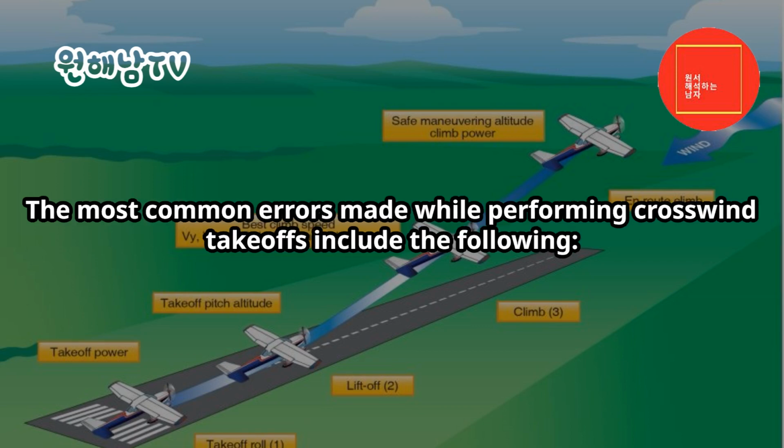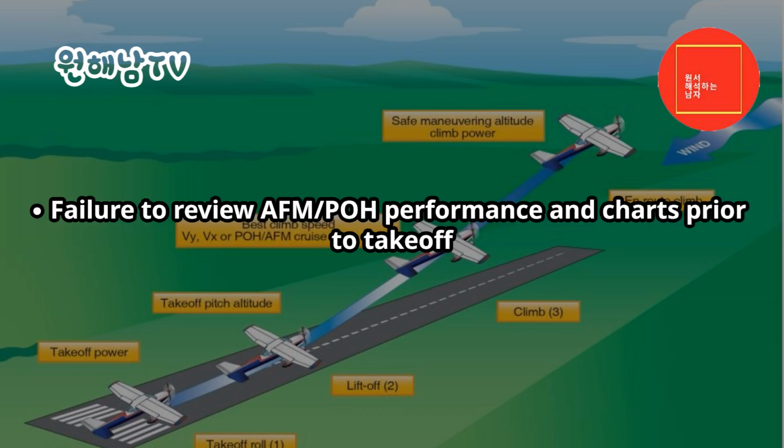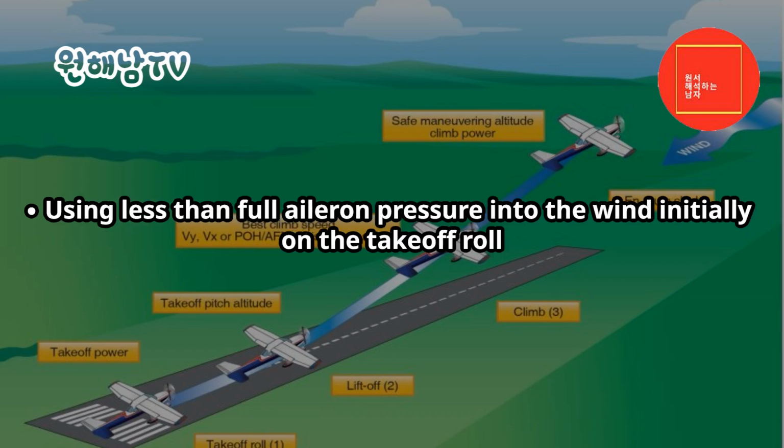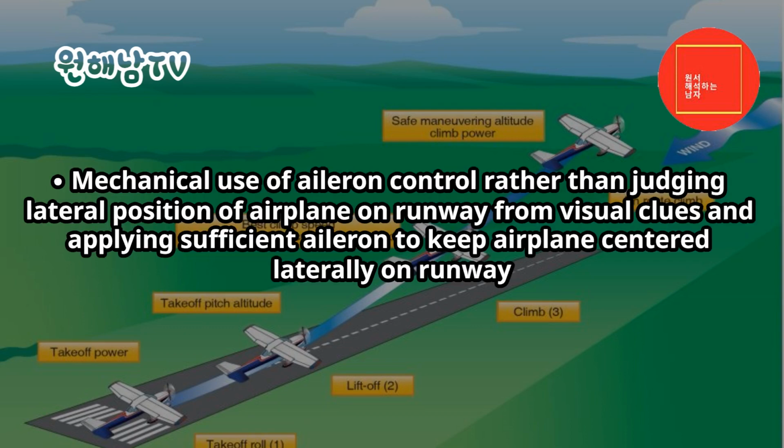The most common errors made while performing crosswind takeoffs include the following. Failure to review the AFMPOH performance and charts prior to takeoff. Failure to adequately clear the area prior to taxiing onto the active runway. Using less than full aileron pressure into the wind initially on the takeoff roll. Mechanical use of aileron control rather than judging lateral position of the airplane on the runway from visual cues and applying sufficient aileron to keep the airplane centered laterally on the runway.